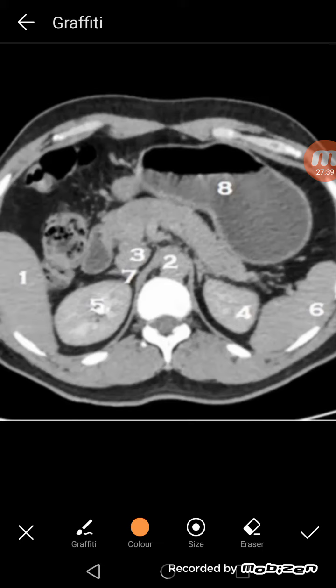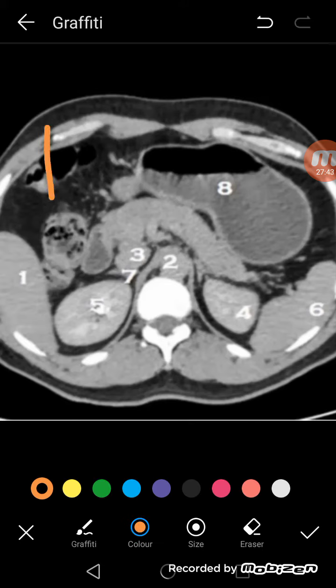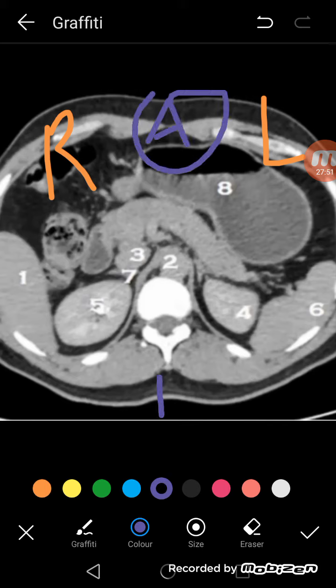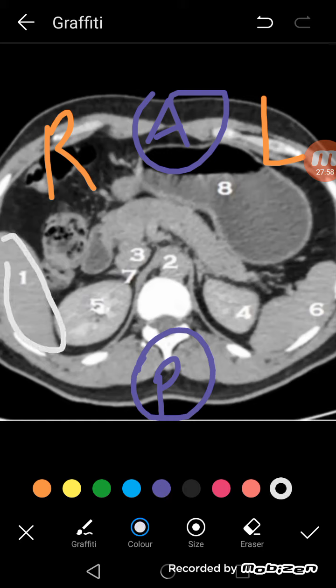Okay, this is the right side of the image. This is right side and this is left side, and this is anterior and this is posterior. Now quickly tell me, what is 1? This 1 is your liver on the right hand side. This 6 on the left hand side will be your spleen.